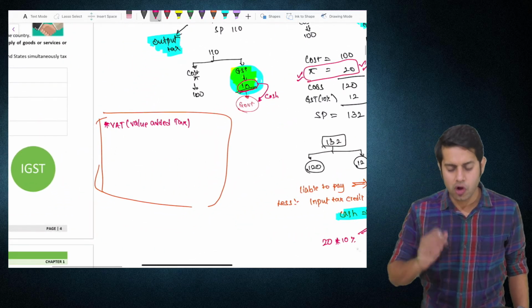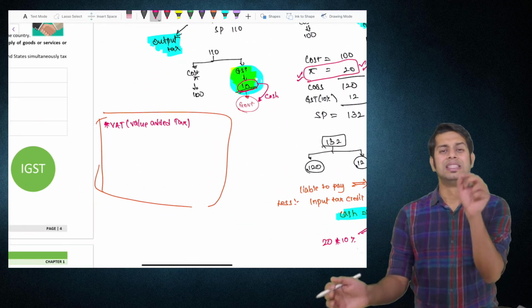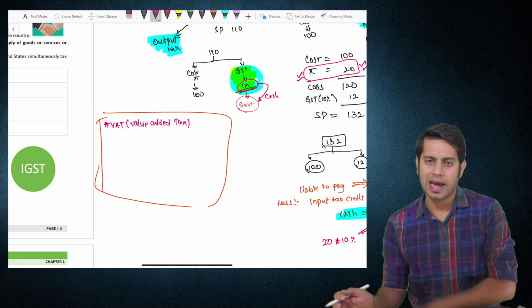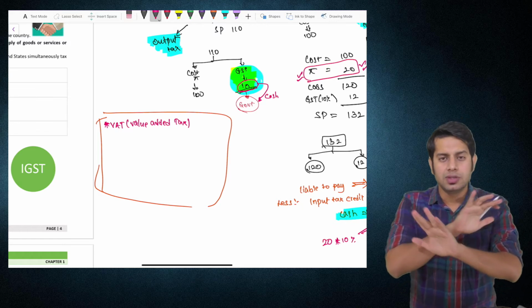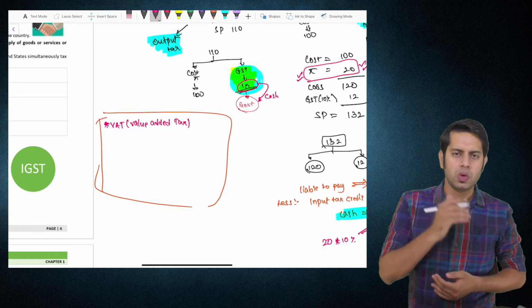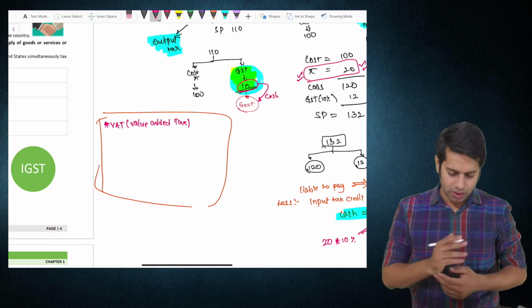So point number 1, I hope it is clear. What is point number 1 telling? GST is a value added tax. It is a tax on the value addition which is made by you. If there is no value addition made by you, there is no GST which will be collected by the government.